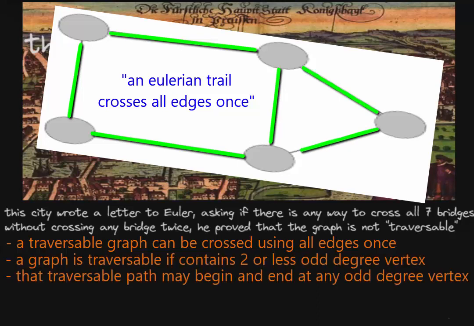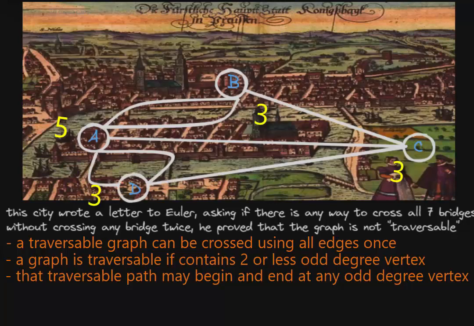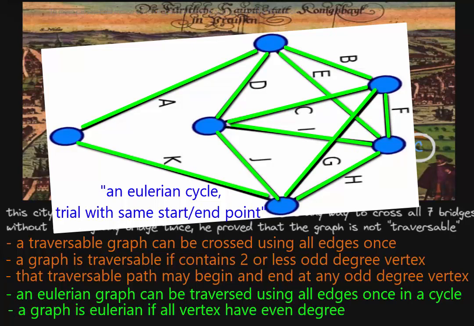If there are two or fewer odd degree vertices, the graph is traversable. This city contains 4 odd degree vertices, so it is impossible to traverse in this way. Similarly, if a graph can be traversed across a cycle, it is called Eulerian. A graph is Eulerian if all vertices have even degree.